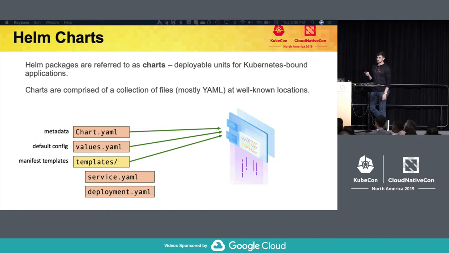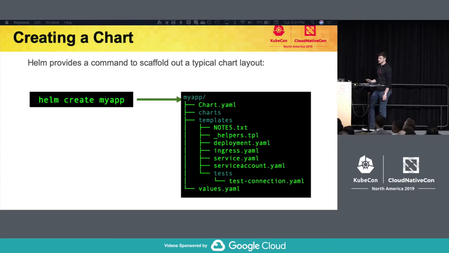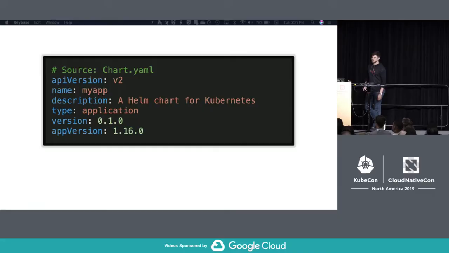So Helm is a command. This is our first instance of an example Helm command on the left, helm create. Helm is a command that will scaffold out an example chart for you. And this is what it looks like in a directory tree. Some of these files, I'll go through each of them.